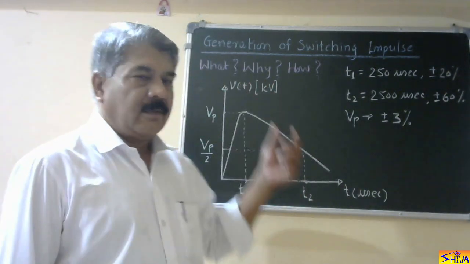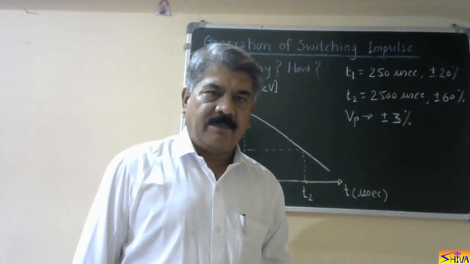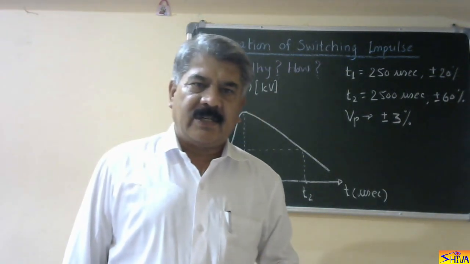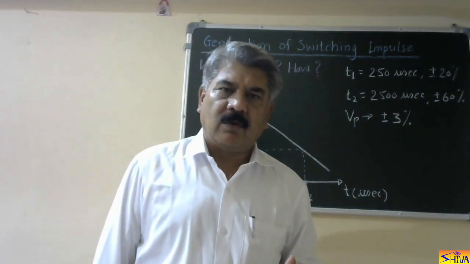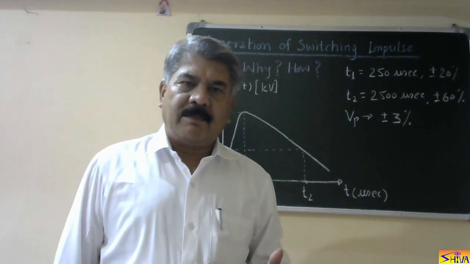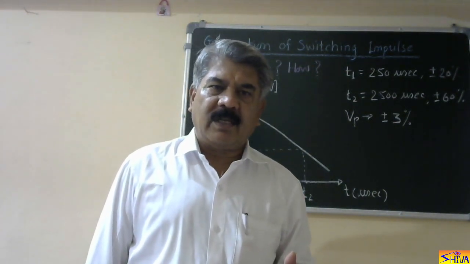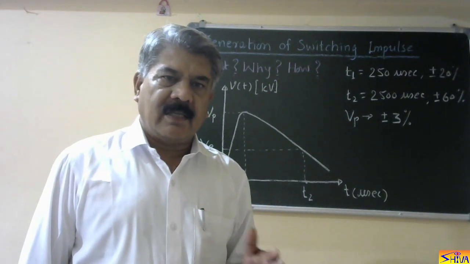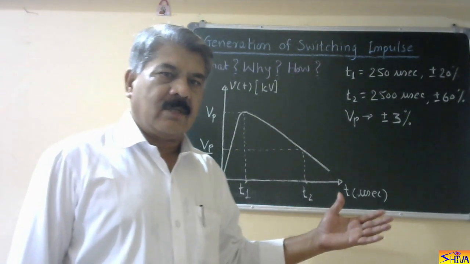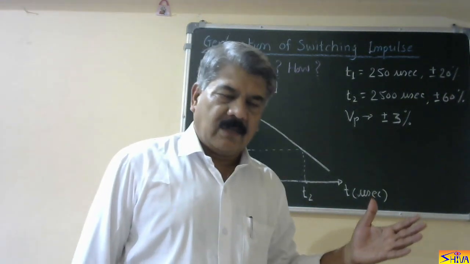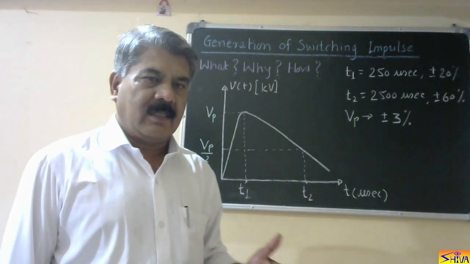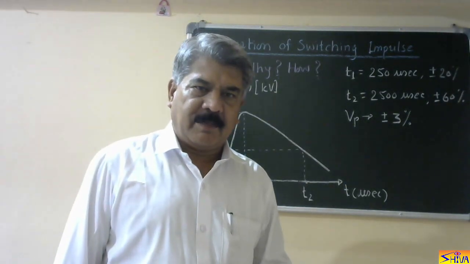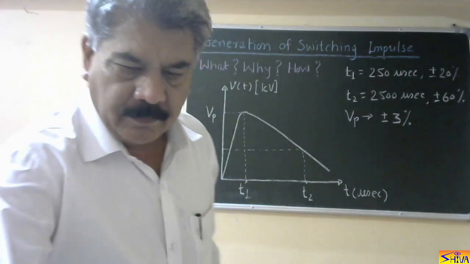Now second question is, why does it need to be generated? When power system equipments are subjected to practical conditions, they are subjected to switching over voltages also. Switching over voltage may be of impulsive nature. Therefore, before putting these equipments into practice, we have to test them against switching over voltages. That's why we need to generate switching over voltages in laboratory. Number three is how it is generated. Now I will explain how it is generated.